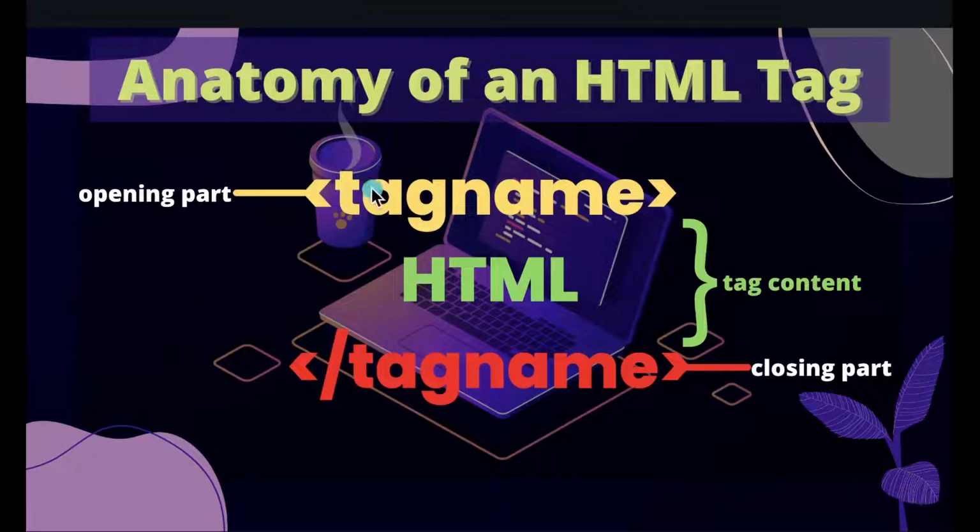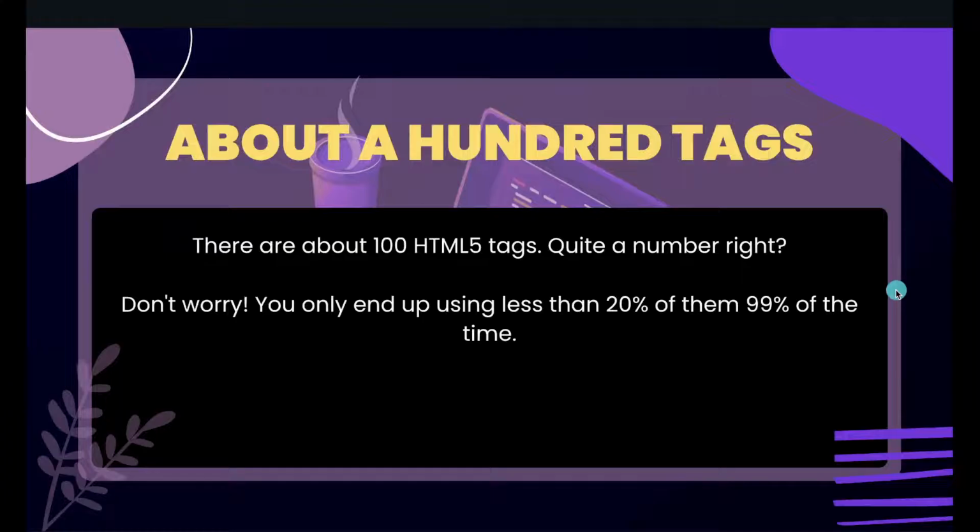So this is the anatomy. You have an angle bracket, the tag name, the HTML content, and then the closing tag name. And I won't go over all of these things, like trying to go deep into them.